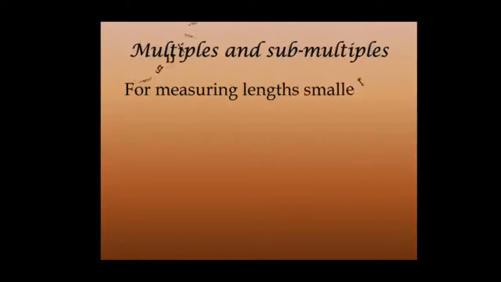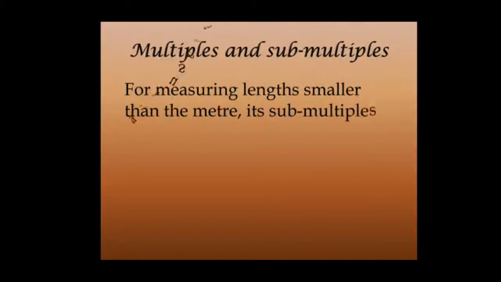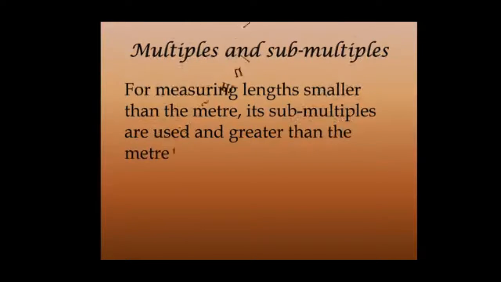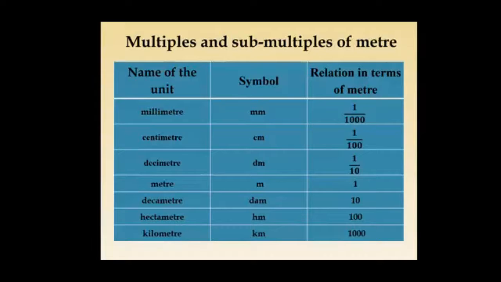Now look here, multiples and submultiples. What is it about? For measuring lengths smaller than the meter, its submultiples are used, and for lengths greater than the meter, its multiples are used. To understand this very clearly, we have to look at this table. Here, name of the unit, then symbol, then relation in terms of meter. We are using meter because our topic is measurement of length, and we know that the SI unit of length is the meter.